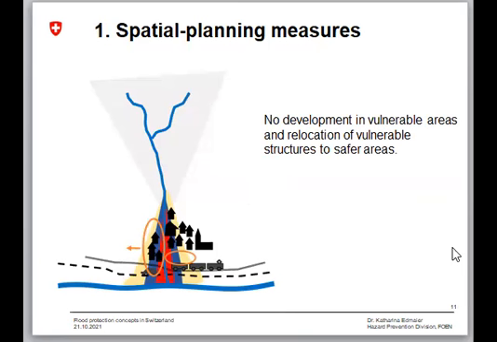And according to the federal law, flood protection should primarily be ensured through the maintenance of water bodies and through spatial planning measures. The guiding principle of spatial planning measures is no development in vulnerable areas and relocation of vulnerable structures to safer areas if necessary and possible.